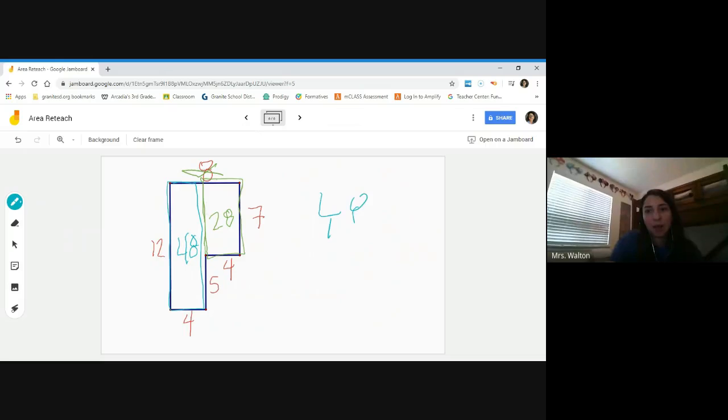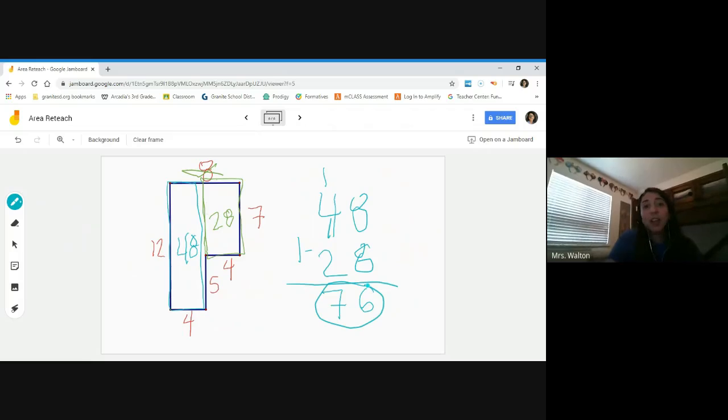48 plus 28. Sorry, my pen's not working. 48 plus 28, 8 plus 8 is 16. 1 plus 4 is 5, plus 2 is 7. 76 is my area, and that's it. You've got the area of your two rectangles added together, which gives you the area of your whole irregular shape here.